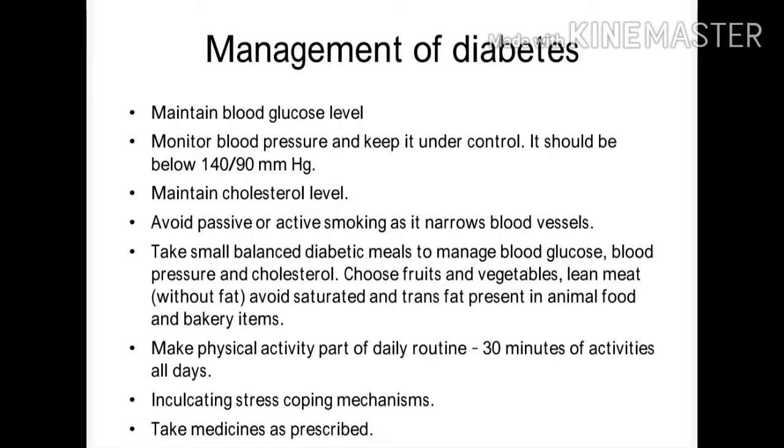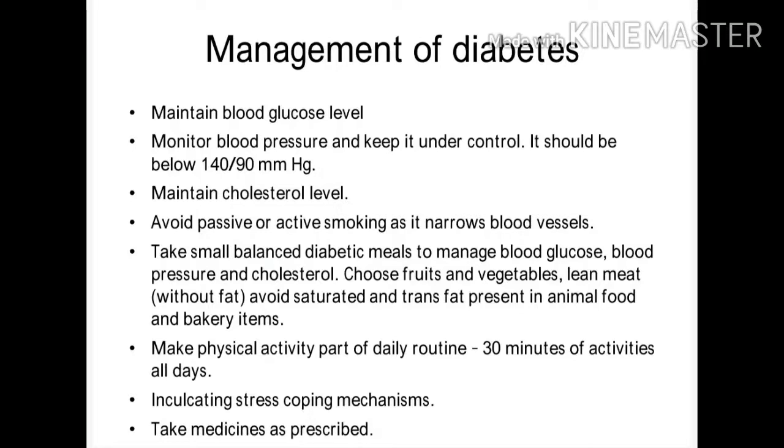You have LDL and HDL. LDL is bad cholesterol, HDL is good cholesterol. You should raise your HDL. At the same time, you should reduce your LDL. LDL comes from saturated fat which is present in animal food. So try to avoid animal food or dairy products.